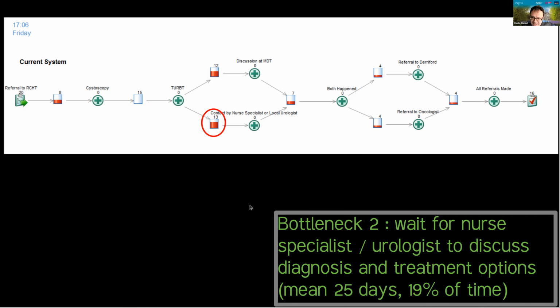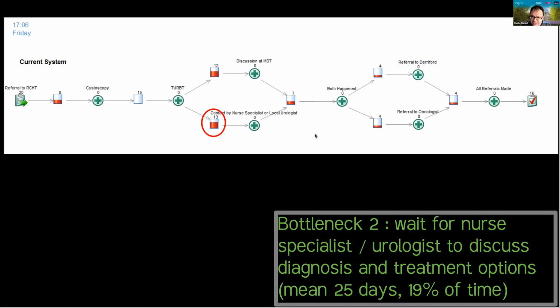The second key bottleneck was waiting for the nurse specialist or the urologist to discuss the diagnosis with the patient, and to discuss the treatment options, to find out how the patient wanted to proceed, what they wanted to do. And that turned out to be on average about 25 days, or about a fifth of the time within this Cornwall part of the system.